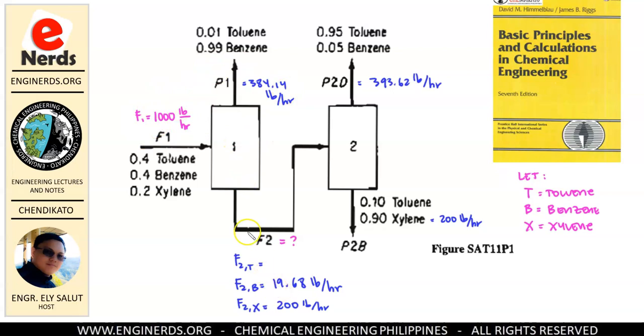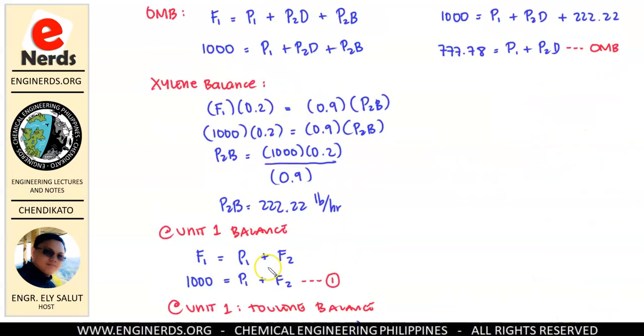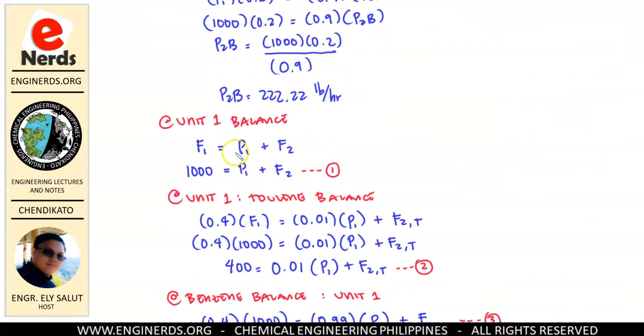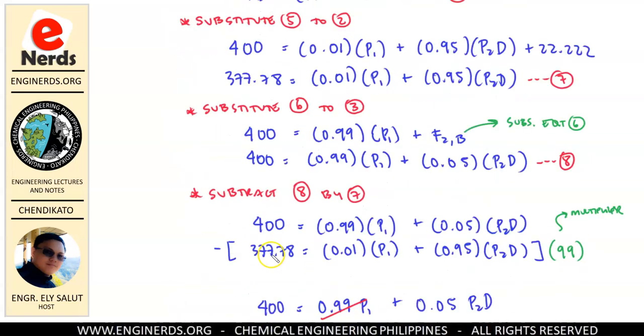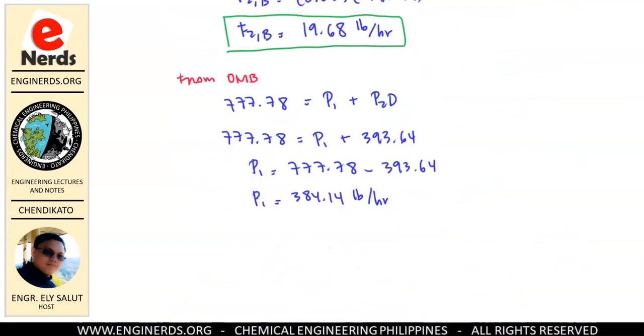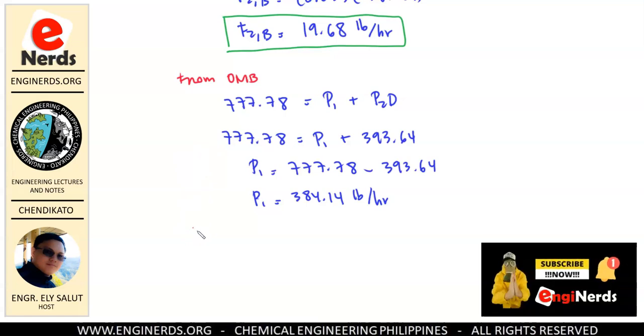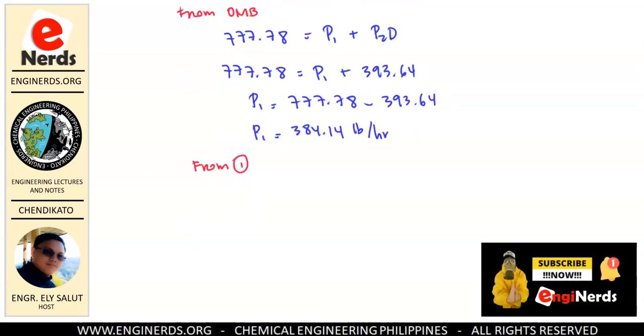F1 and lumalabas na P1, so therefore we can get the value of F2, diba? So this is the one I'm talking about dahil alam na natin yung value ng P1. So from equation 1, we have 1,000 is equal to P1 plus F2. I'm going to use that here. Okay, so balance tayo. So Unit 1 balance, which is our equation 1. Okay, so mula sa ating equation 1, we have F1, or I mean 1,000. Let us substitute that already. We have 1,000 is equal to P1 plus F2.